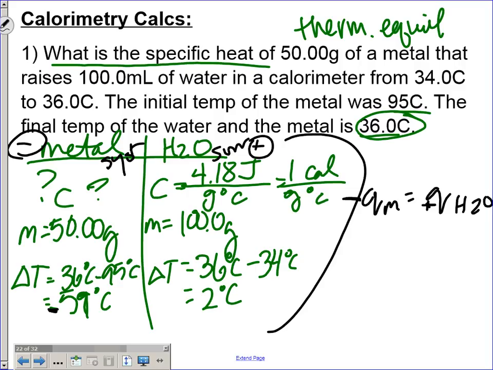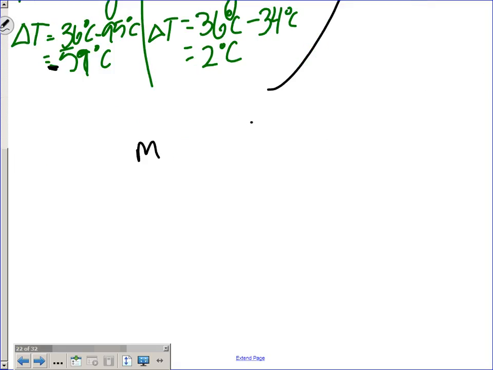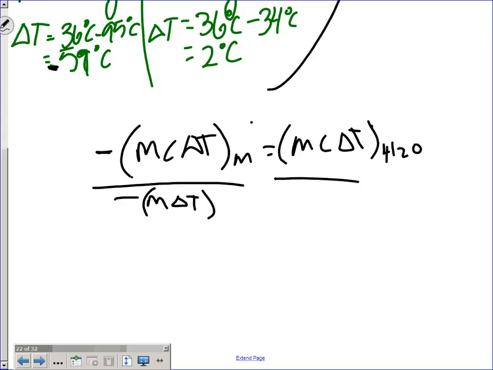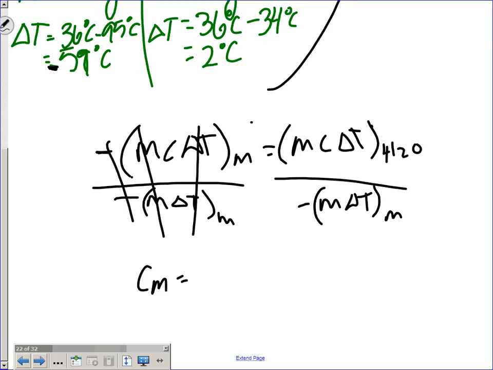So in this case, I'm going to scroll down because I just need some more space. So MCAT for metal is equal to MCAT for water. What am I solving for? What's my question? Oops, that's a negative actually. The C for the metal, right? Okay, so I need to isolate this C of metal. So I need to divide by what? It's the mass and the change in temperature. So I'm dividing by MAT, or M delta T of metal on both sides. That cancels the negative, that cancels the M, that cancels the T, so just C of metal is left. Yes? C of metal is left.